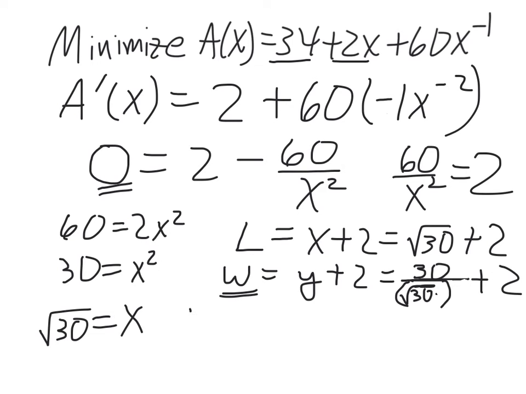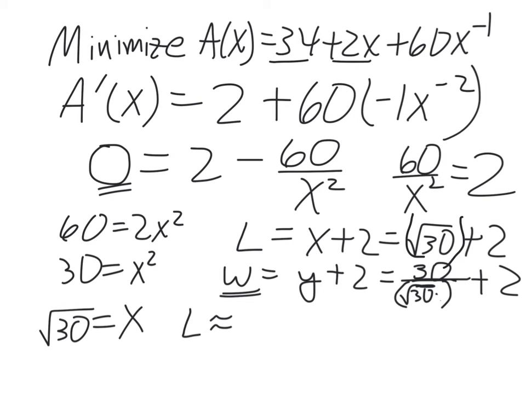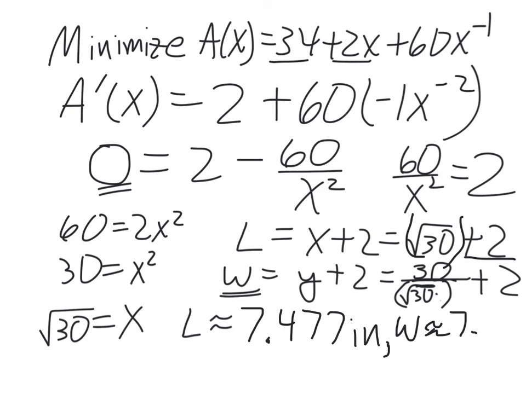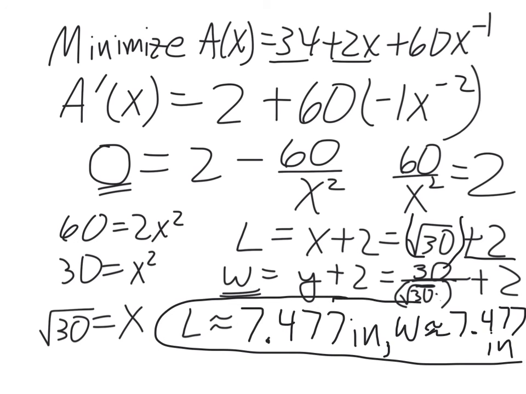I'll calculate that, and we get our length then as, well, approximately what? Somebody have that decimal value? So square root of 30 is about 5.477, and then plus 2, so 7.477. And what units were these? Inches. And then the width, well, that value actually turns out to be the same, 7.477 inches for the width. So for this particular problem, the way to minimize the amount of paper used would be to make it a square.